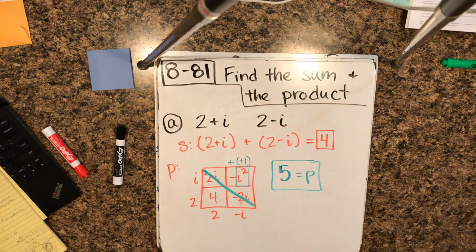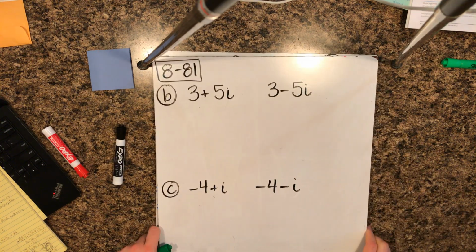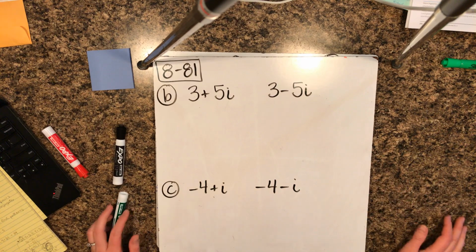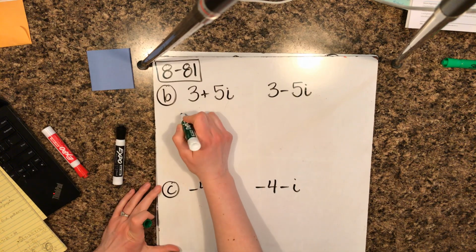Okay? There's quite a few more of these for you to do, B, C, and D. Okay? So I want you to try. I want you to find the sum and the product. Go ahead and pause the video, find the sum and the product of each. Same thing for part D. Okay? Pause the video, you try it. When you're done trying it, come back, fast forward me, see if you get the same thing.